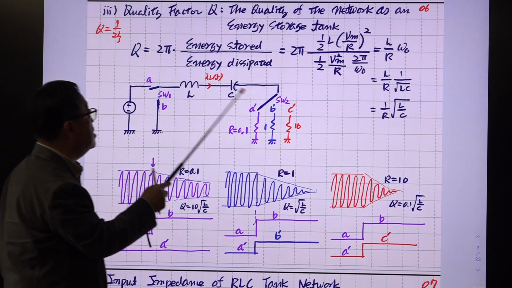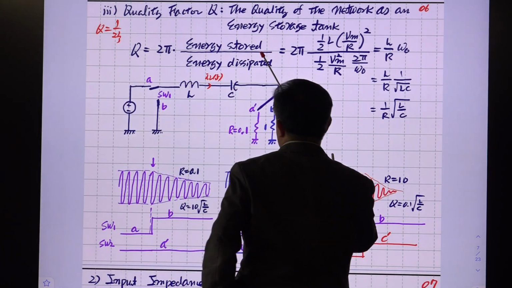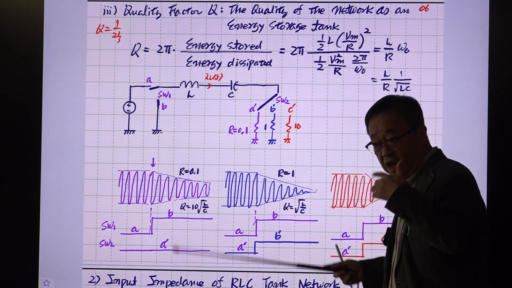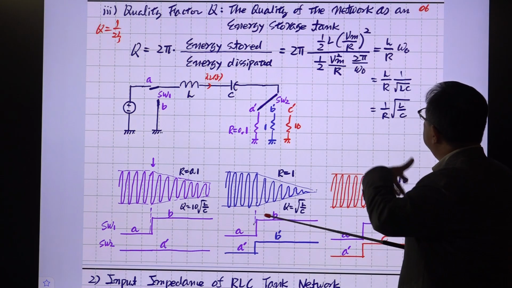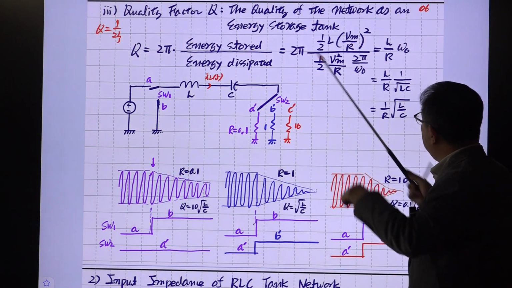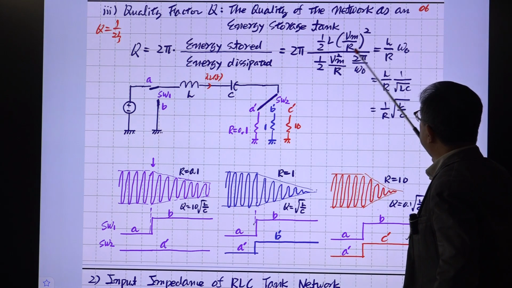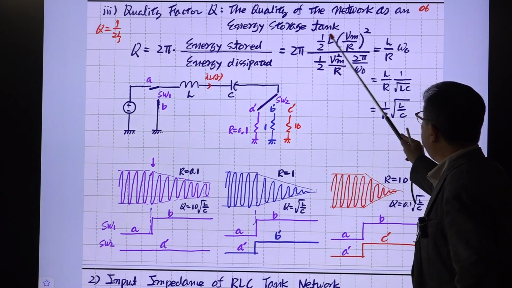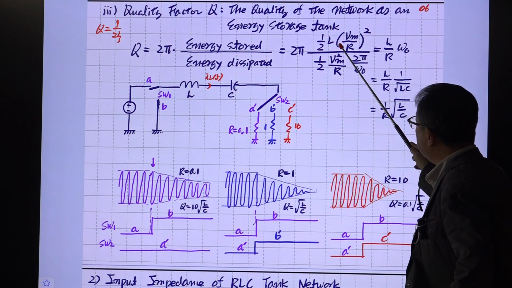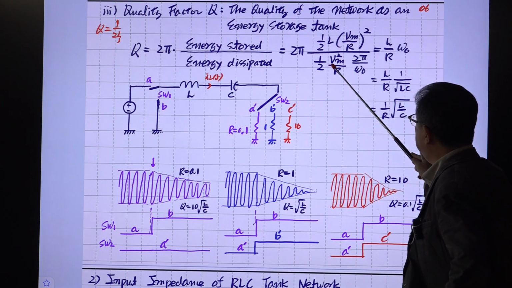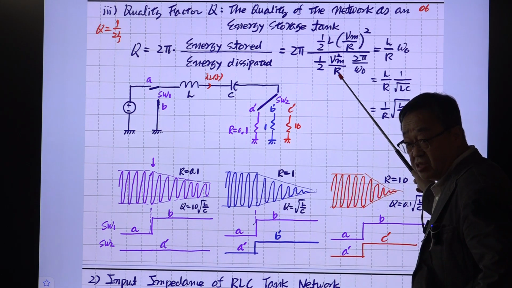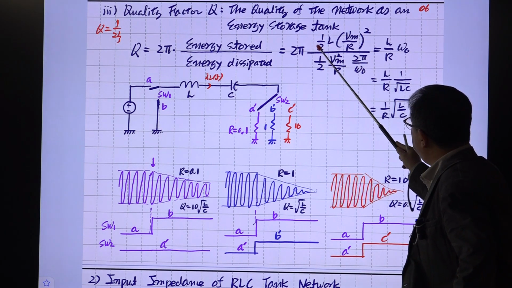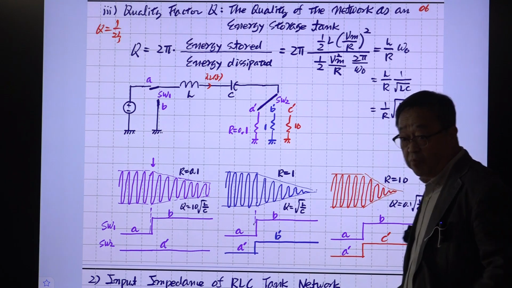So let's calculate this. The energy stored in the circuit, we'll calculate using the energy from the previous slide. This is the energy stored in the inductor and the capacitor, the sum of them, which is the same as the maximum energy stored in the inductor. This is the energy dissipated in the resistor R, which is this, and we have a ratio of this, and we pre-multiply that ratio by 2 pi for some reason.